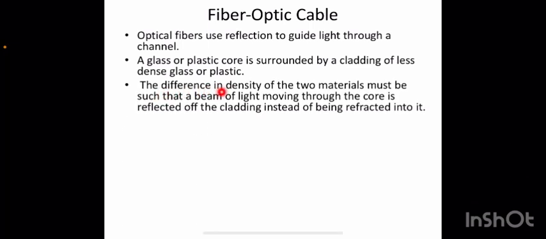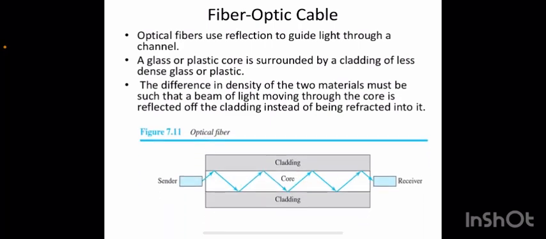The difference in density of two materials must be such that a beam of light moving through the core is reflected off the cladding instead of being refracted into it and going out. That is what you mean by refraction. So such a density difference should be there for the inner core and outer cladding.